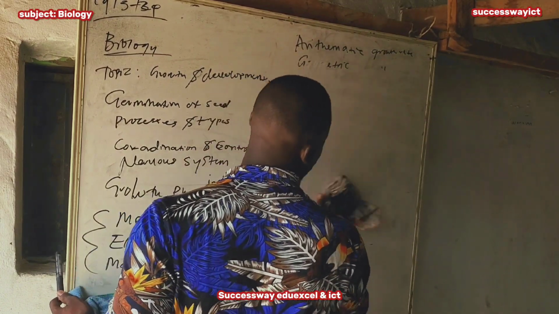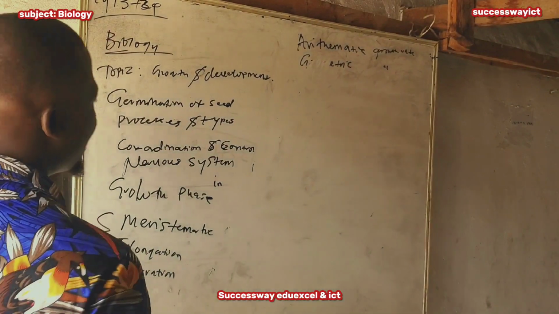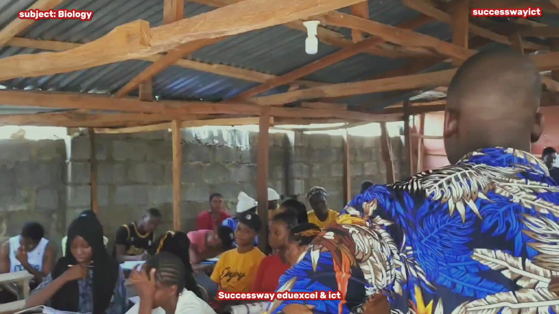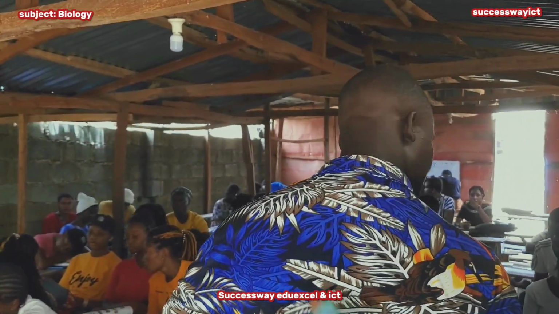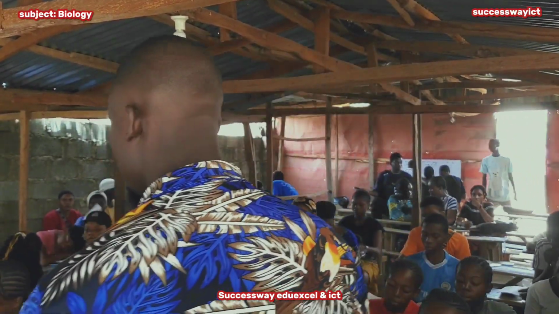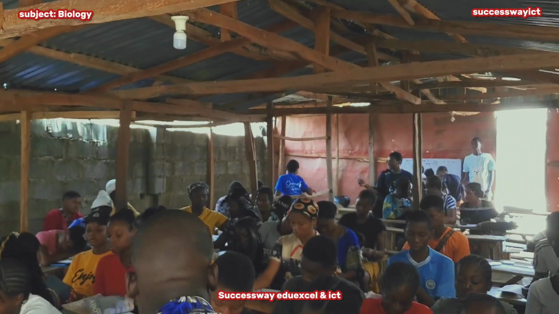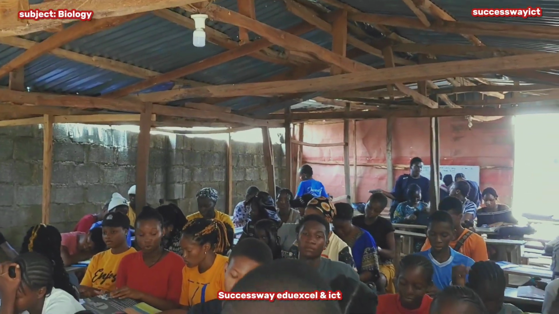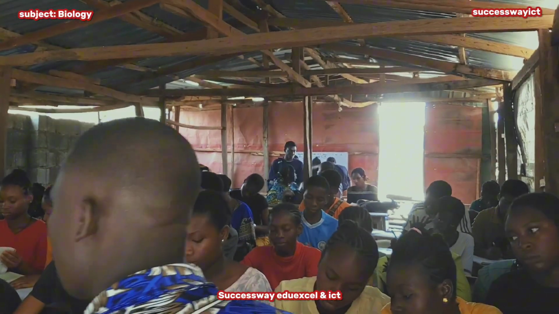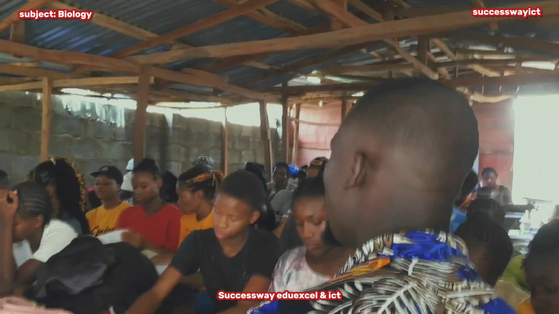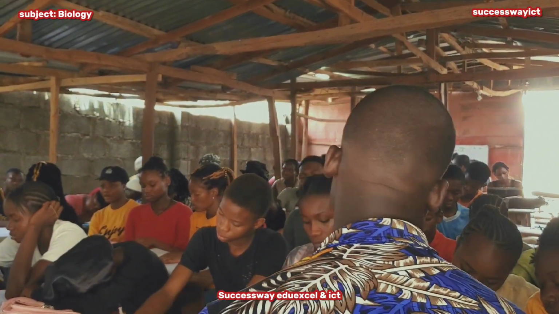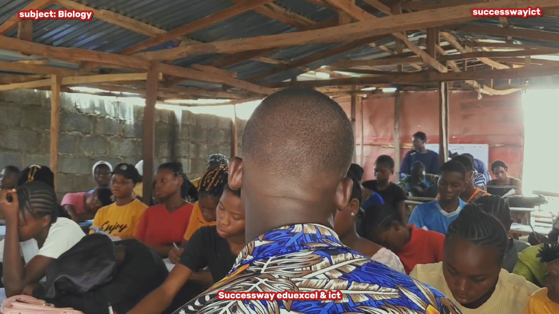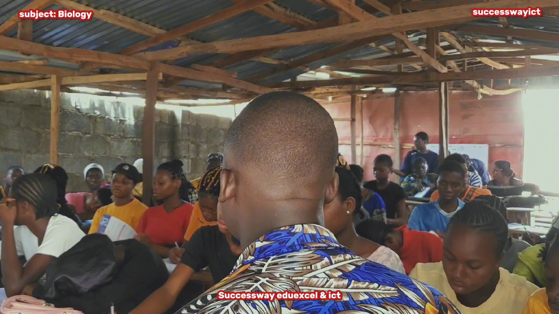All right. Now, let's look at the nervous system. Are we together? The nervous system is responsible for the coordination and functions of what? The living organism.